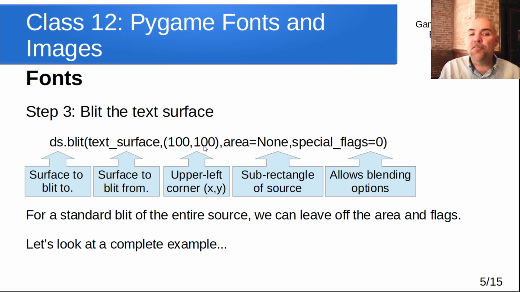And notice I could move this around. I could have variables there and say put it at 0, 0. It'd be all the way in the upper left. Put it at 100, 100, 100 over, 100 down. I could change this around. And that's how we're going to have those graphics move around later.